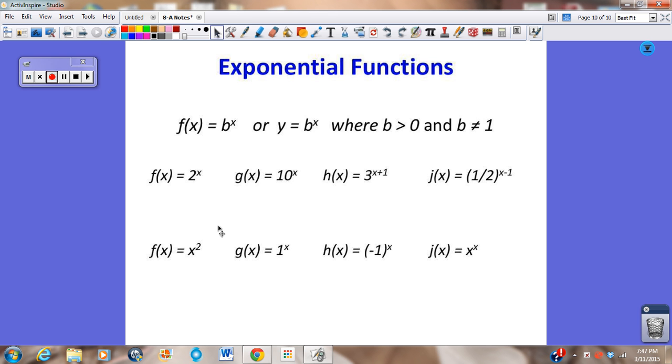So if you look at the top, all of these are examples of exponential functions. These would not. This is a quadratic. Here, remember, b can't be equal to 1, so this is a no. This one, b has to be greater than 0, so that negative 1 makes it a no. And then here, it's got to be a constant or a number. x is not a constant, so that's a no. So the top row is the examples of, yes, this is an exponential function, and the bottom row is an example of, no, it's not.